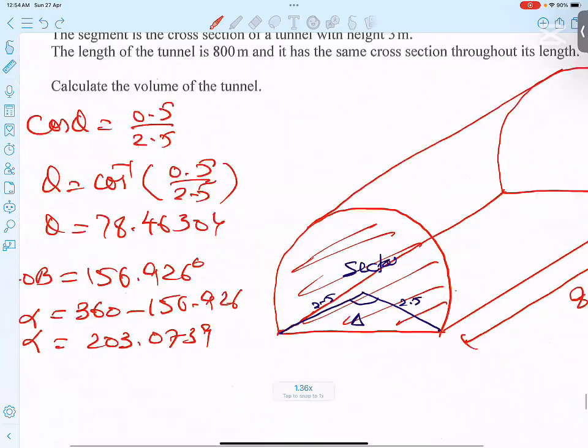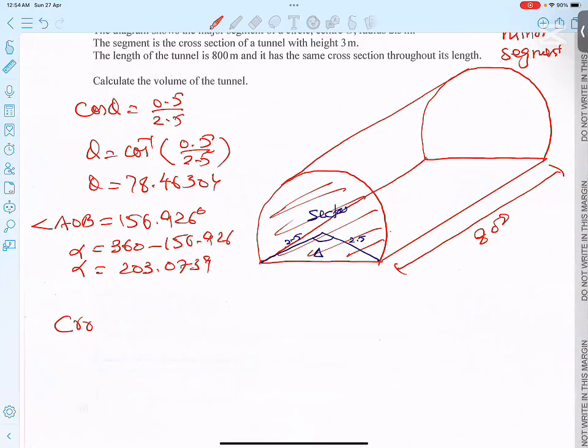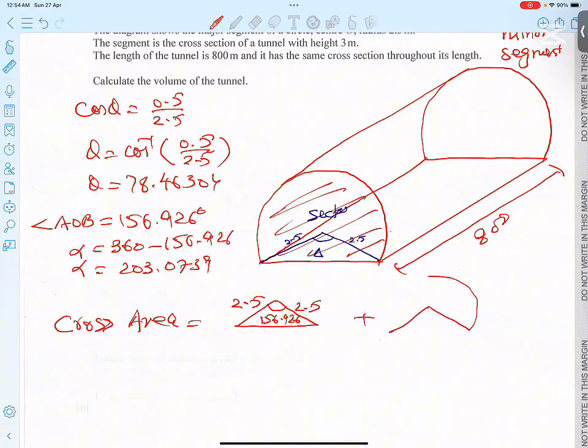Let's start. How to get the cross-section area? Basically we have two things. One is the triangle area, with sides 2.5, 2.5 and this angle 156.926. Whereas for the sector part, the radius is 2.5 and this angle is 203.0739. I think, students, now you got it. The triangle area is half into A into B into sine theta, the middle angle.